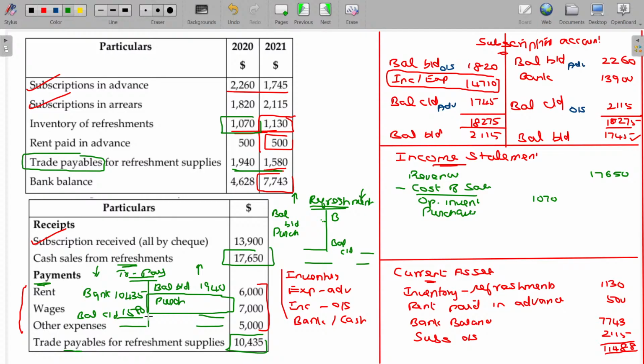Here, 10,435 plus 1,580, this value being 12,015. 12,015 minus 1,940, then the ultimate value being 10,075. I now post that value here, 10,075. 11,145 from there minus closing inventory.